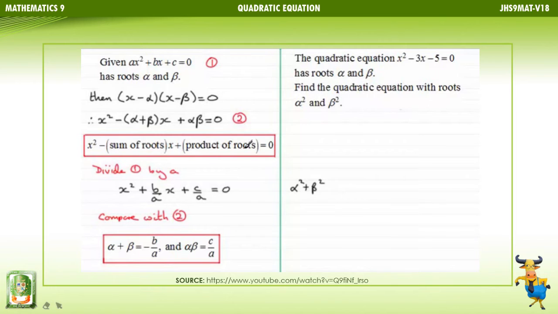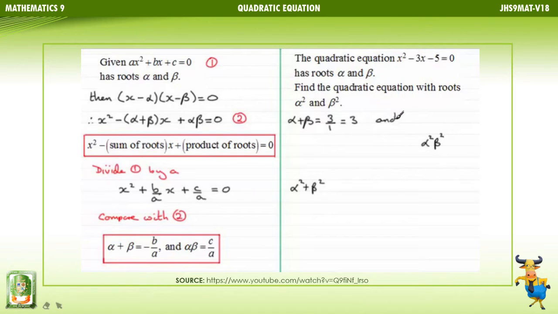And for the product of the roots, that's going to be alpha squared multiplied by beta squared. Now, in order to get these values without physically finding the roots, what I can pick up on is this idea here. We know that the sum of the roots, alpha plus beta, equals minus b over a. b is negative 3, a is 1, so we end up with 3 divided by 1, in other words 3.